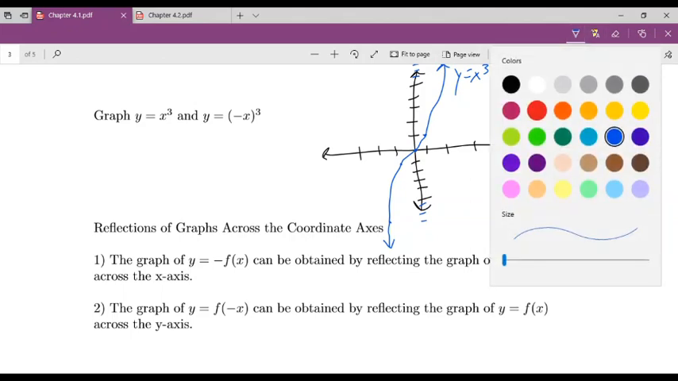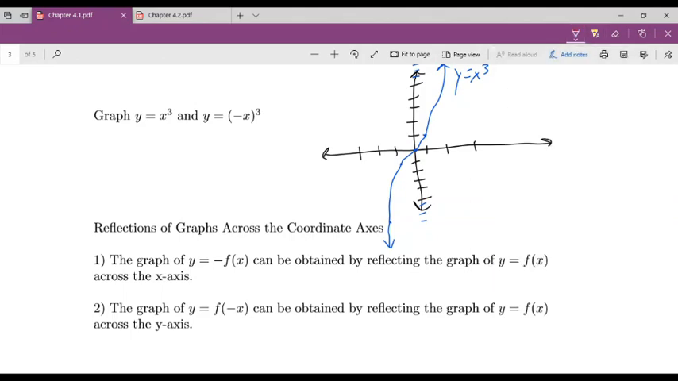Now if I did the other one, I'll do it in red, y equals negative x to the third. If I plug in 0, I'm still going to get a 0. So this has this point in common. Alright, if I plug in a 1, negative 1 to the third is negative 1. So what I get is this. If I plug in a 2, then negative 2 to the third is negative 8. So what I get is this. And you'll see that it winds up being reflected in a way.